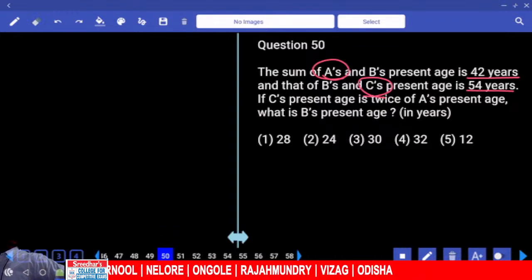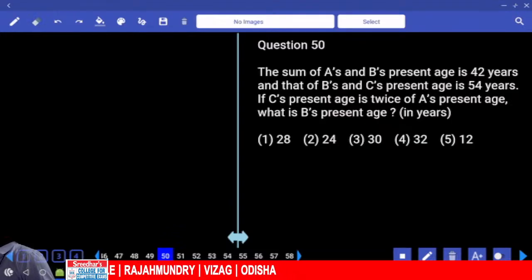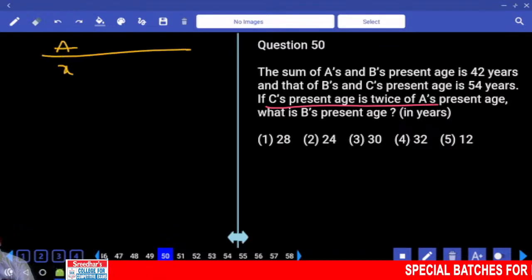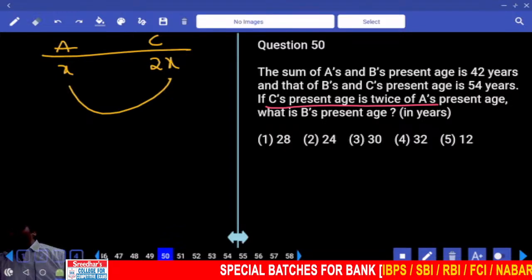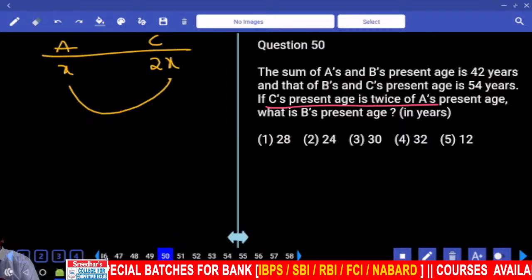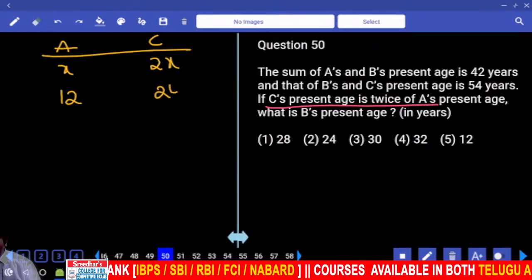How much more? 12 more. So C's age is 12 more than A's age. That's what we can conclude, correct? If C's percentage is twice that of A's percentage, if A percentage is X, C percentage becomes 2X. How much more? We know the X value in terms of a number. C's age is 12 more than A. That means X is equal to 12. If X is 12, this becomes 24.